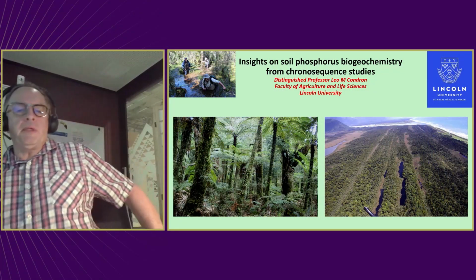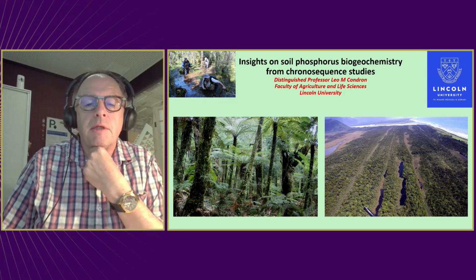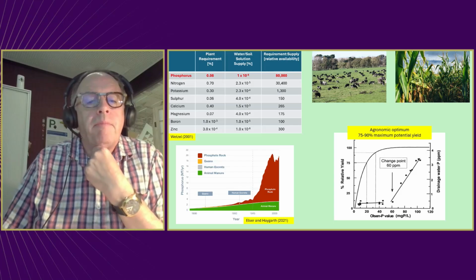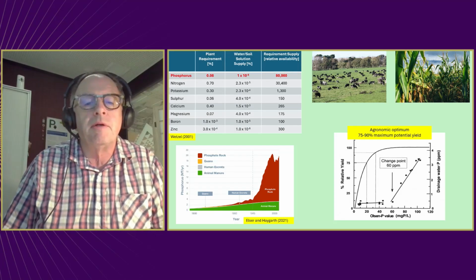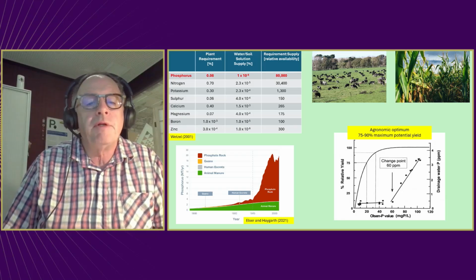Right. So I want to talk about the role of phosphorus and what we gain from chronosequence studies today. First of all, I just want to highlight why phosphorus is so important in terms of determining ecosystem productivity. It's because, alongside nitrogen, it's the least available nutrient in the system.